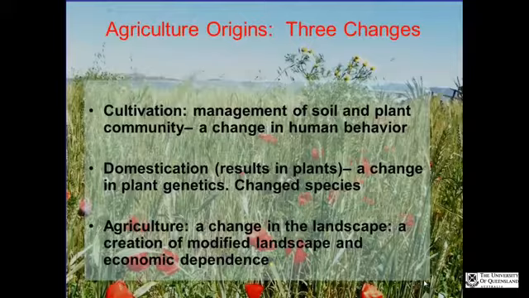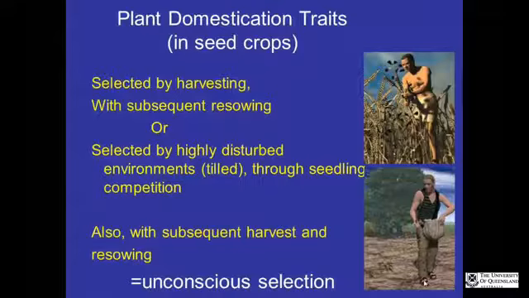So to have cultivation doesn't mean you have domestication in the species. And then agriculture is really a change in scale. It's a change in the landscape in which you start to have majorly modified landscapes and human economies that are really dependent upon cultivated and domesticated species. And I think I'll be able to show that we can now start to track each of these and see them as a sequence of events in the history of this in different regions.